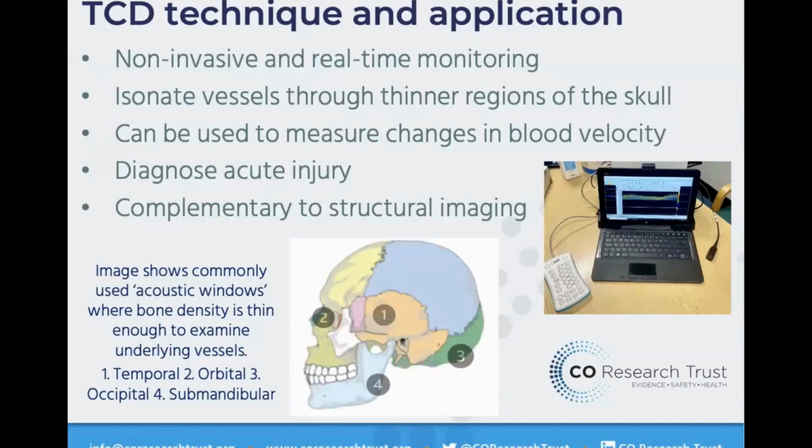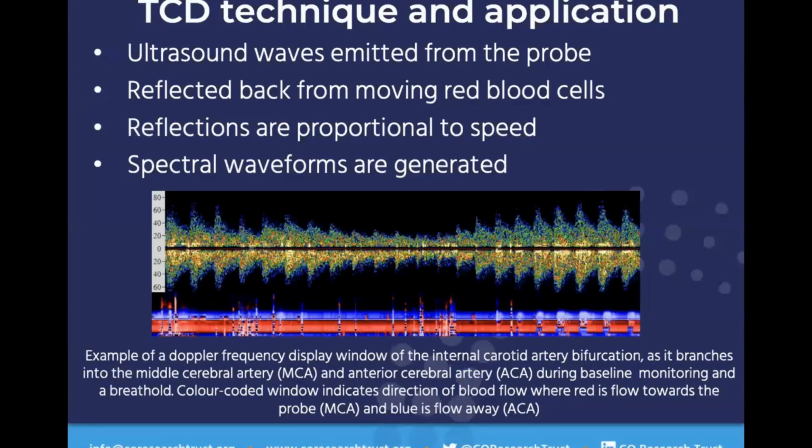TCD can be used for any number of examinations, including in acute cerebral events, such as diagnosing ischemic stroke. And it provides an alternative yet complementary view to structural imaging. It is our aim to combine both the TCD and MRI techniques to get a novel perspective on both the vascular and neurological impact of low-level CO on the brain. So how exactly does TCD work?